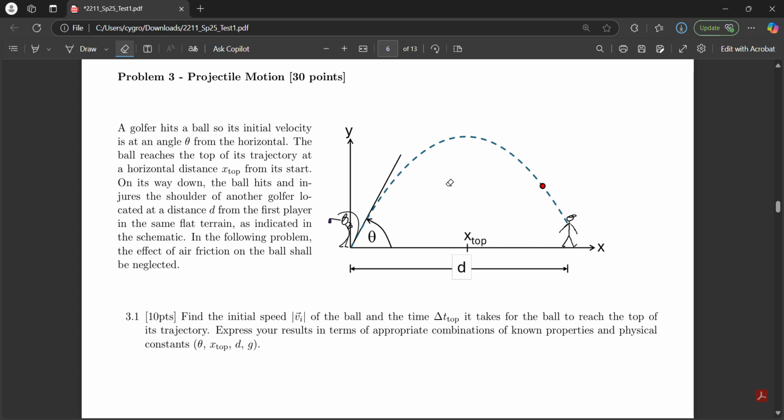Hello, I'm going to be working through a physics problem that I was having trouble with on the test. The first step in reading this and doing this physics problem is reading it all the way through.